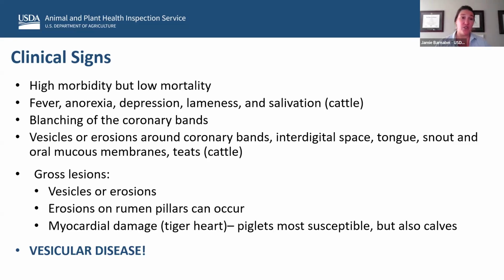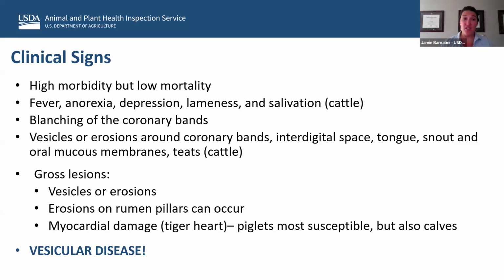And then your obvious vesicles or erosions, if they're already torn, right? So you may catch it later in the disease. Around the coronary bands, that interdigital space, the tongue, snout, oral mucous membranes, and teats, primarily in cattle. Gross lesions, again, vesicles. So this is not a disease where you're going to get a lot on necropsy. It's really largely an external disease, but you can see some signs.